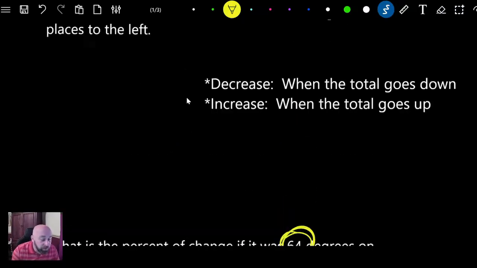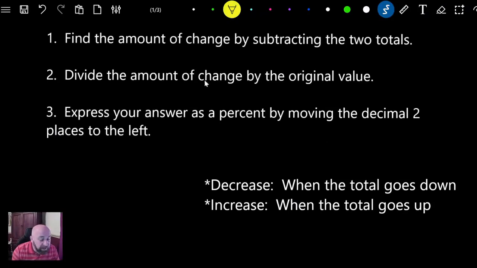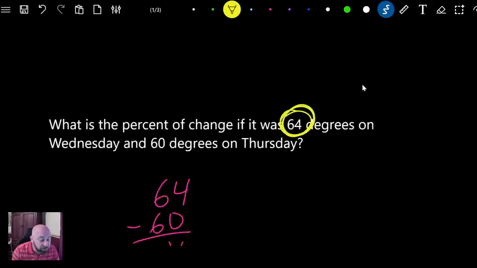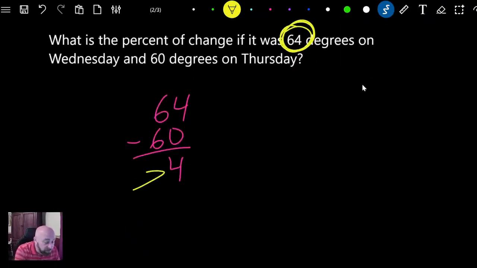So here's what we want to do. Divide the amount of change by the original value. What's the amount of change? This is the amount of change.